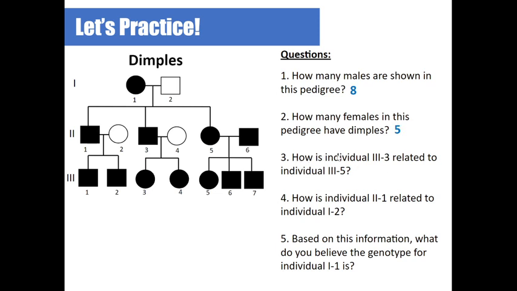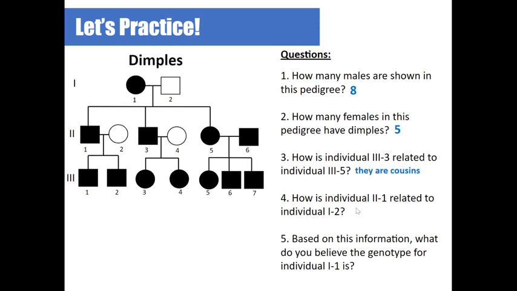Now, how is individual third generation 3 related to individual third generation 5? We're looking at how this person is related to this person. Well, they're not connected as siblings. So let's go up here. This is their mom and dad. Now their dad is connected to their mom. Their mom and dad are siblings. So that would make 3 and 5 cousins.